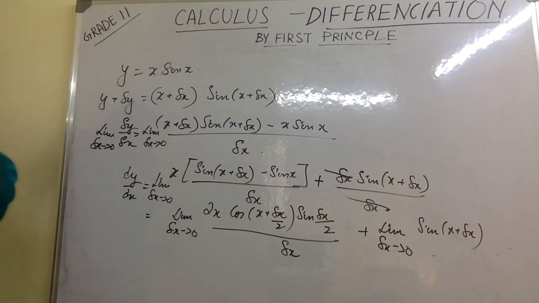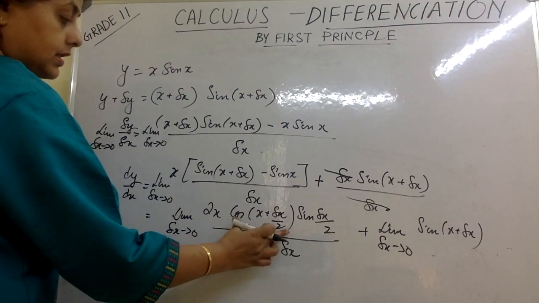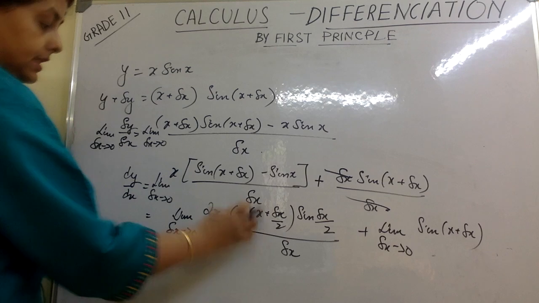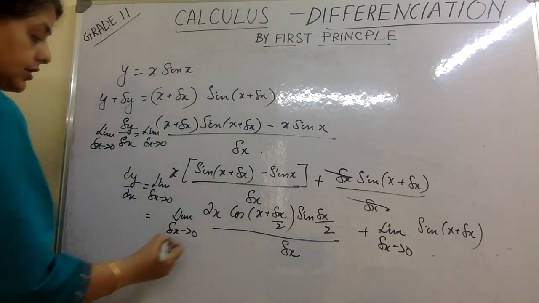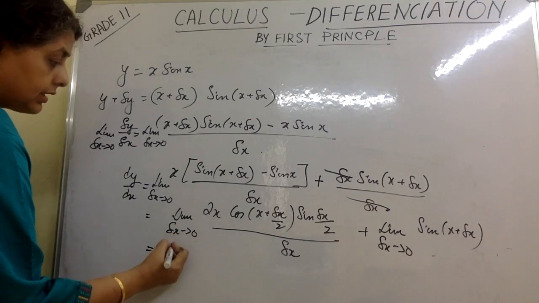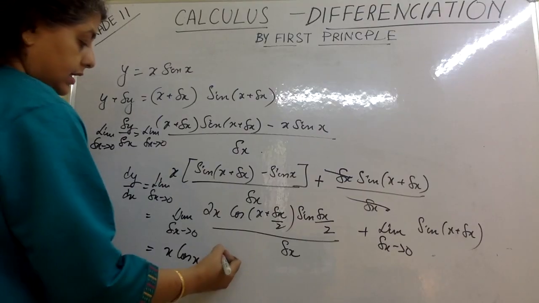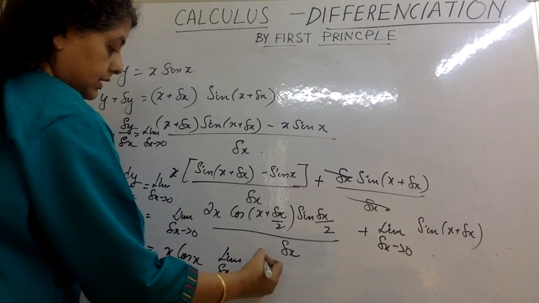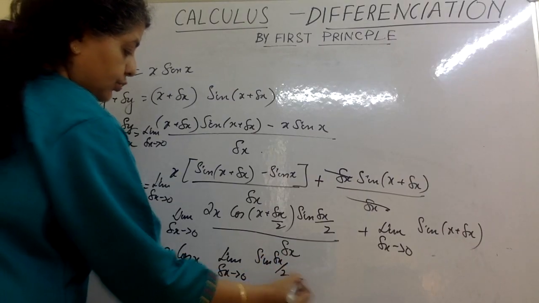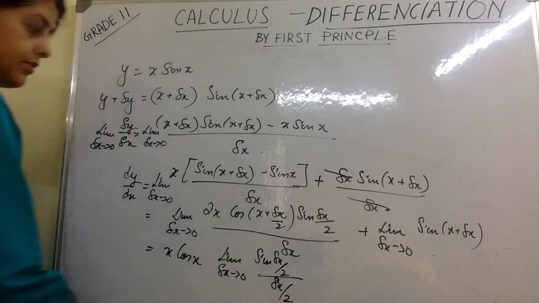Okay, now what do we do? Here if I apply del x tends to 0, this part becomes cos x. And this 2, if I take it under this, we can write it as x cos x, and limit del x tends to 0, here sin del x by 2, this del x and this 2, del x by 2.